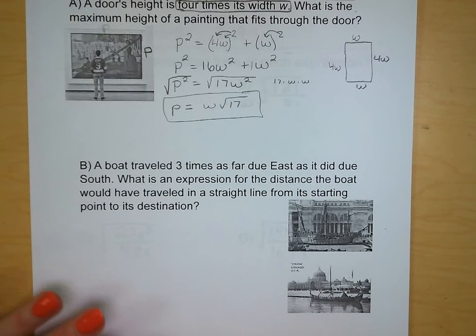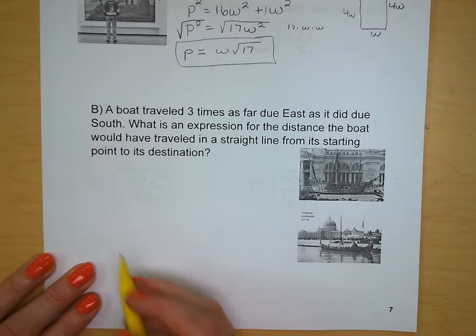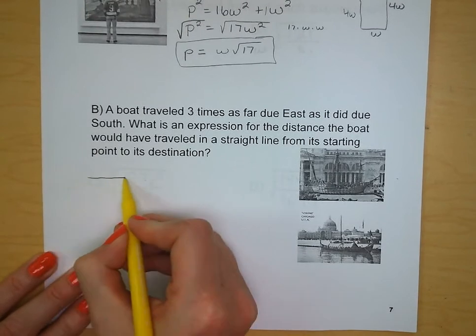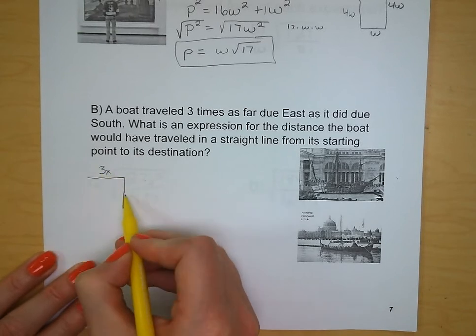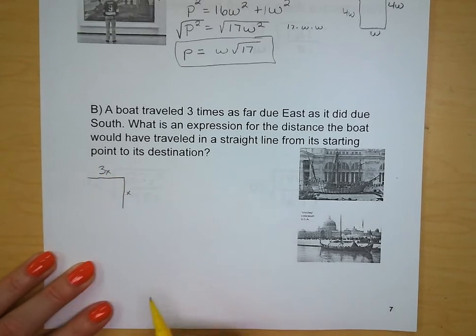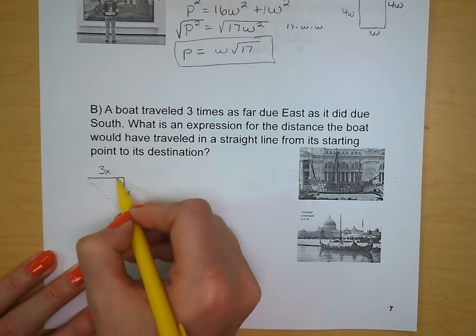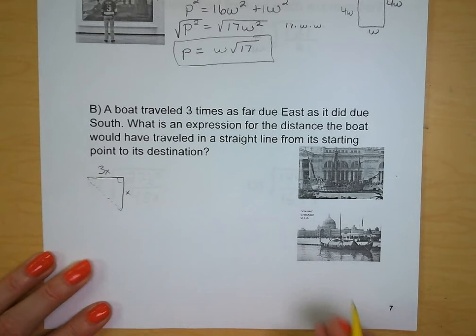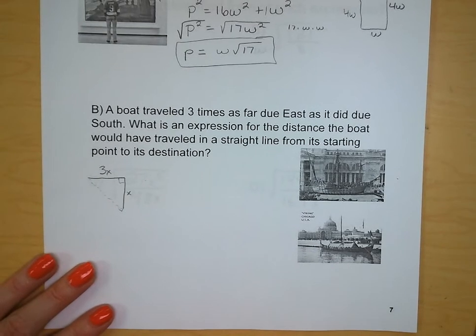Alright, next up, we've got a boat has traveled 3 times as far due east as it did due south. We want to write an expression for the distance the boat would have traveled in a straight line from its starting point to its destination. So we are going again for that hypotenuse of a right triangle, since our cardinal directions are right angles to each other. That's a sailboat. What letter is that? That's a D.